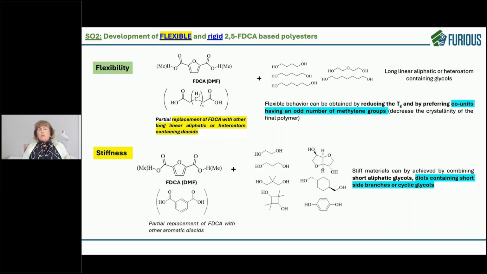Alternatively, if you want to increase the stiffness of our reference polymer, we can introduce rigid diacids such as isophthalic acid, for example, or alternatively we can use rigid diols such as neopentyl glycol that contains two methyl group side chains, or cyclohexane aliphatic glycols such as cyclohexanedimethanol or isosorbide. In this way, we are able to prepare a polymer with higher stiffness and rigidity.